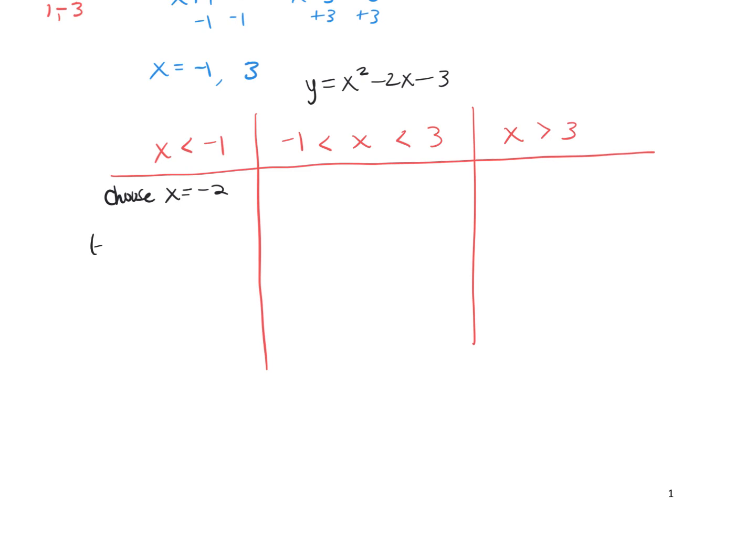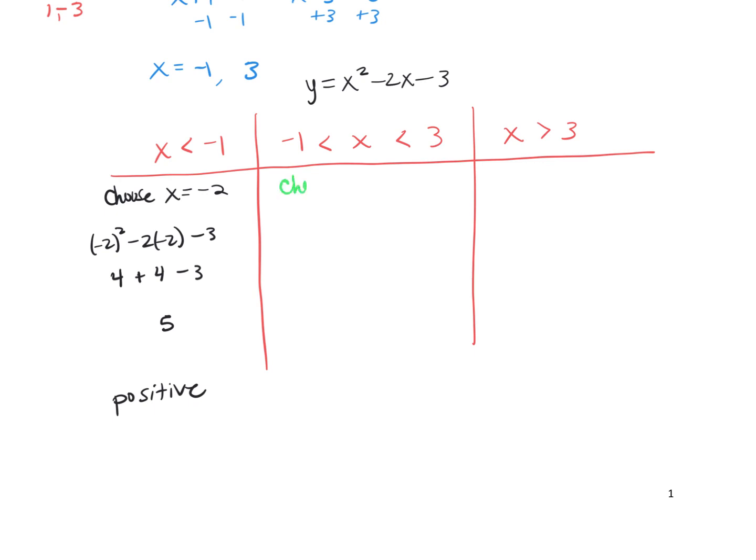We get negative 2 squared minus 2 times negative 2 minus 3. Negative 2 squared is positive 4. Negative 2 times negative 2 is positive 4, minus 3. 4 plus 4 is 8. 8 minus 3 is 5. We are getting a positive value for our y, or a positive value for the function, in this interval of x is less than negative 1. All right, so let's try another one. Let's go to our middle one.